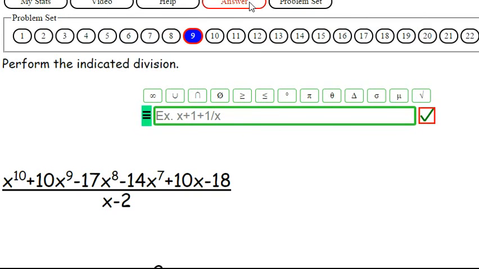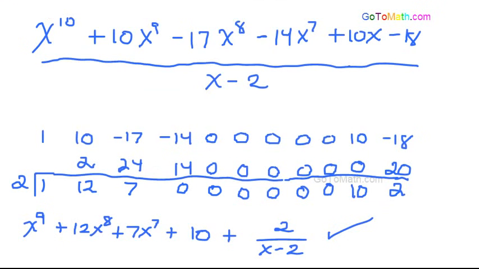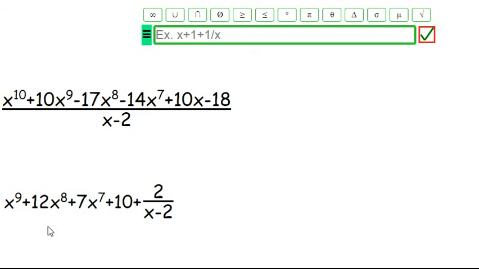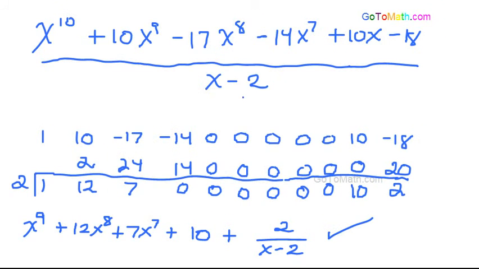So let's go over here. We got x to the 9th plus 12x to the 8th plus 7x to the 7th plus 10 plus 2x. Alright. Okay, maybe that's something you can actually read compared to this crazy handwriting.